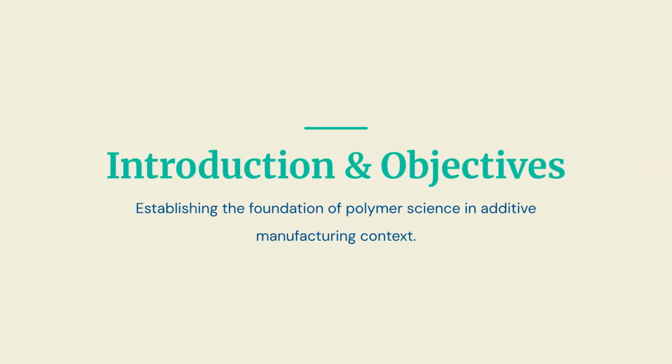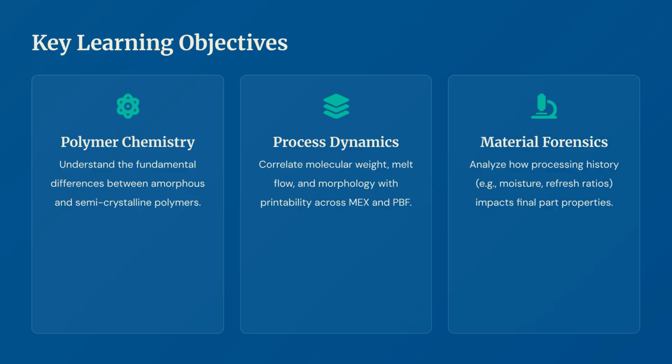This video establishes the foundation of polymer science within the context of additive manufacturing. Our key objectives include understanding polymer chemistry, analyzing process dynamics like molecular weight and melt flow, and applying material forensics to assess how processing history impacts the properties of final parts.